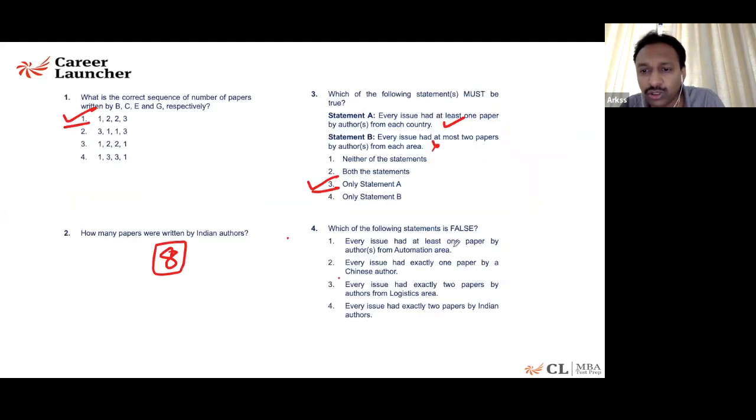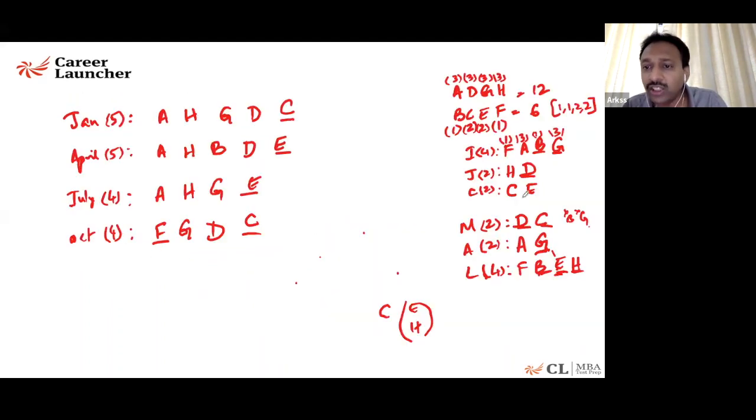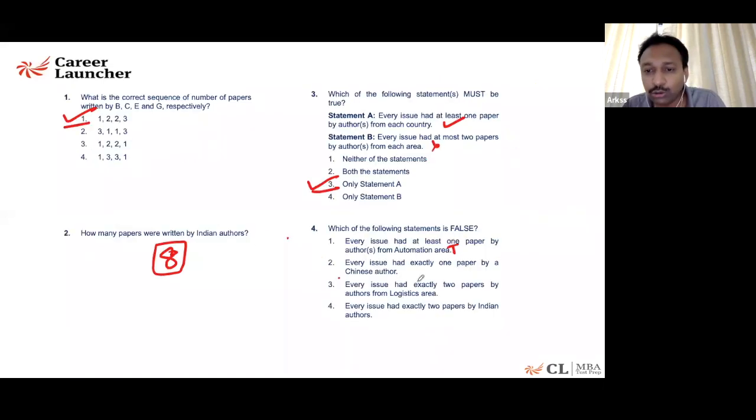This is true. Every issue had exactly 1 paper by a Chinese author. Chinese author is C and E. Correct, this is also true. Every issue had exactly 2 papers. Exactly 2 papers by logistic area.